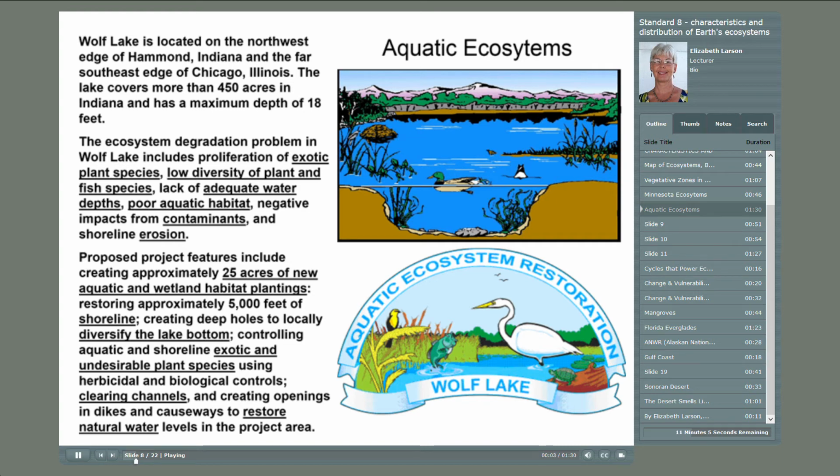As we have terrestrial or land-based ecosystems, we also have aquatic or water-based ecosystems. The slide on this page describes the Wolf Lake Aquatic Ecosystem Restoration Project. Wolf Lake is located on the northwest edge of Hammond, Indiana, and the far southeast edge of Chicago, Illinois. The land covers over 450 acres in Indiana and has a maximum depth of about 18 feet.